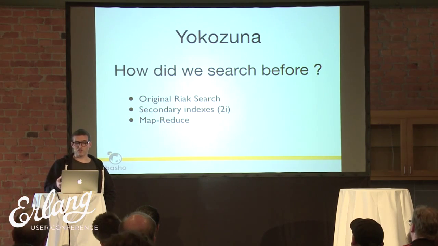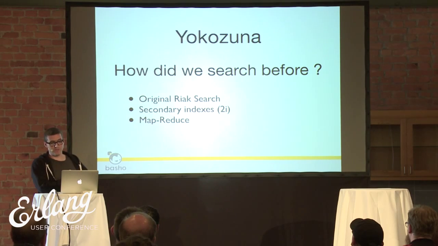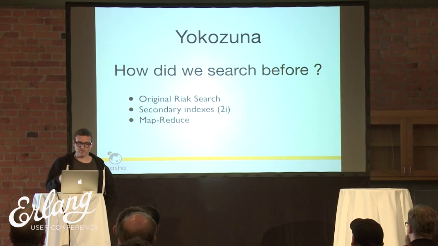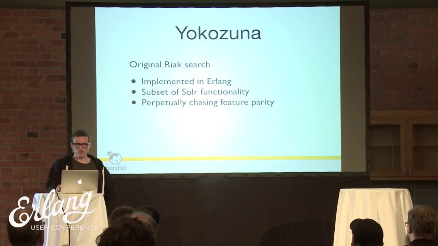Well, we did have an original Riak search, and I'll cover it in a second. We had the original Riak search, we had secondary indexes, and we have MapReduce. The original Riak search was implemented in Erlang and provided a basic subset of Solr functionality. It was perpetually chasing feature parity. Interesting as the exercise was, there was a lot more momentum with the other project, and it was always going to be a game of catch up.